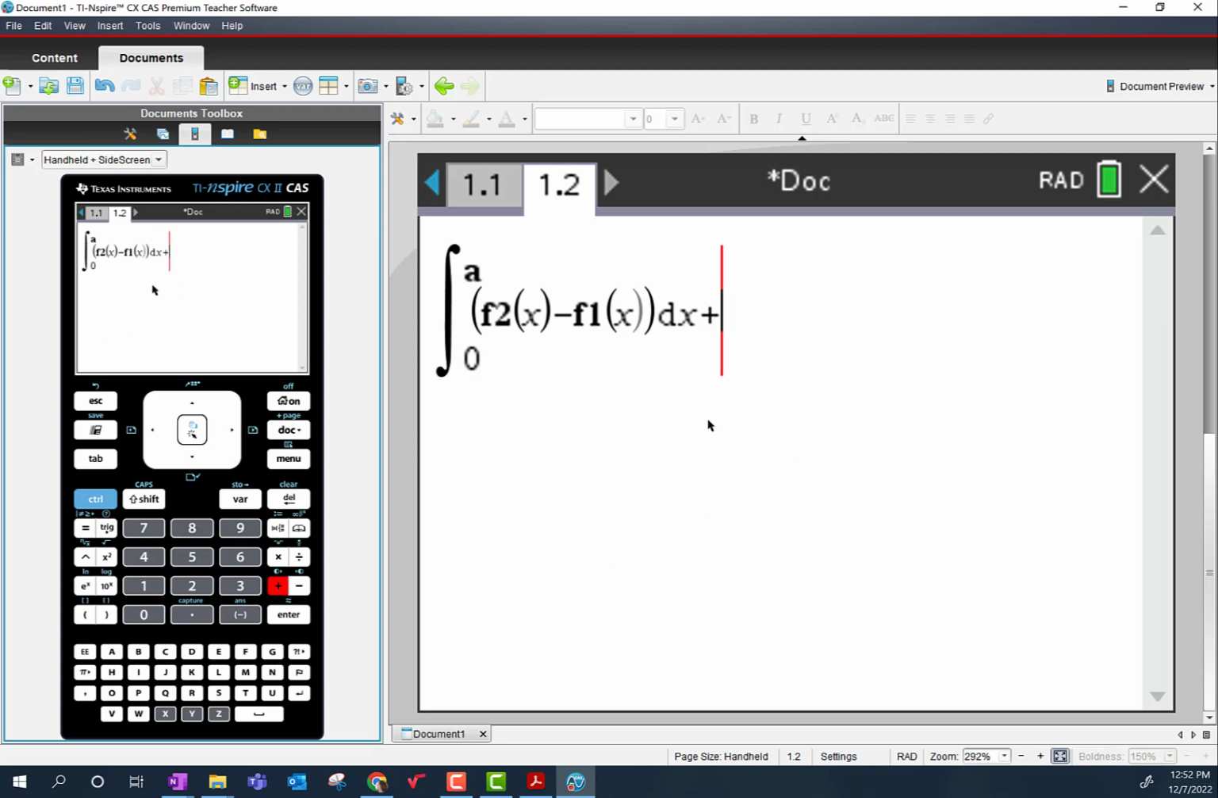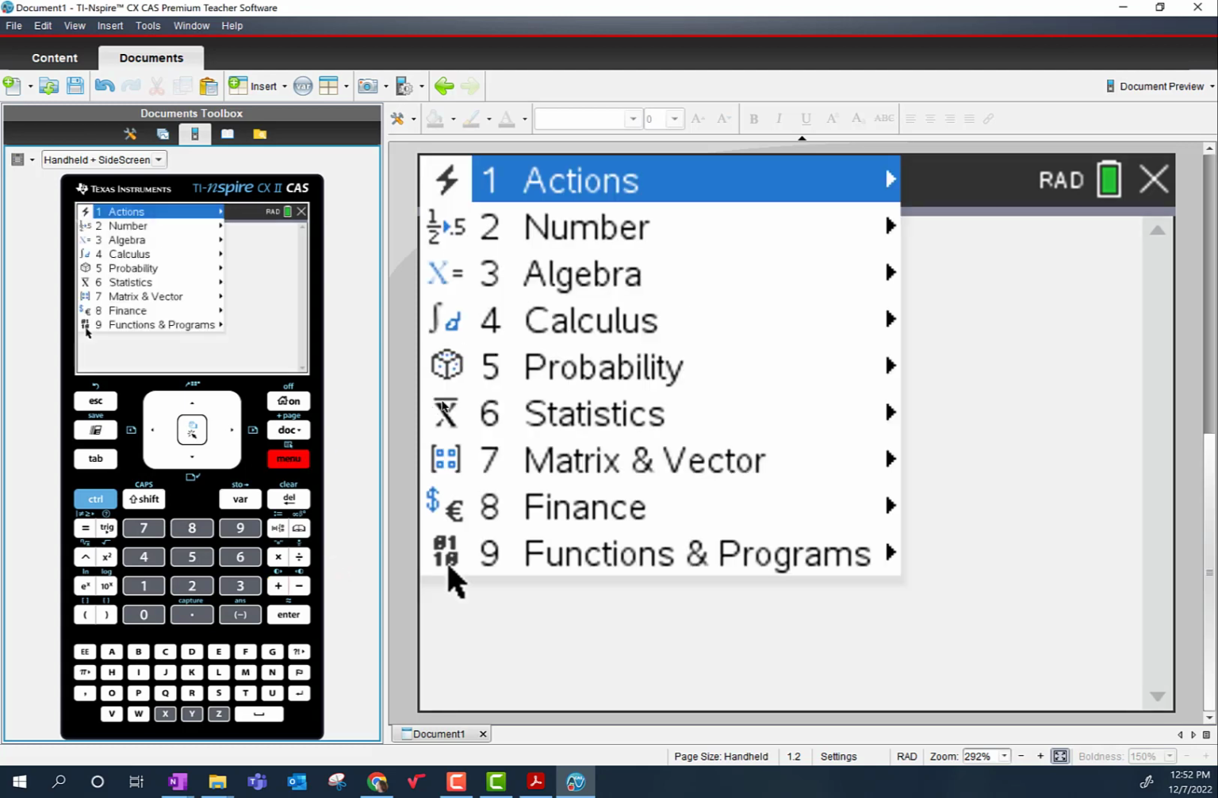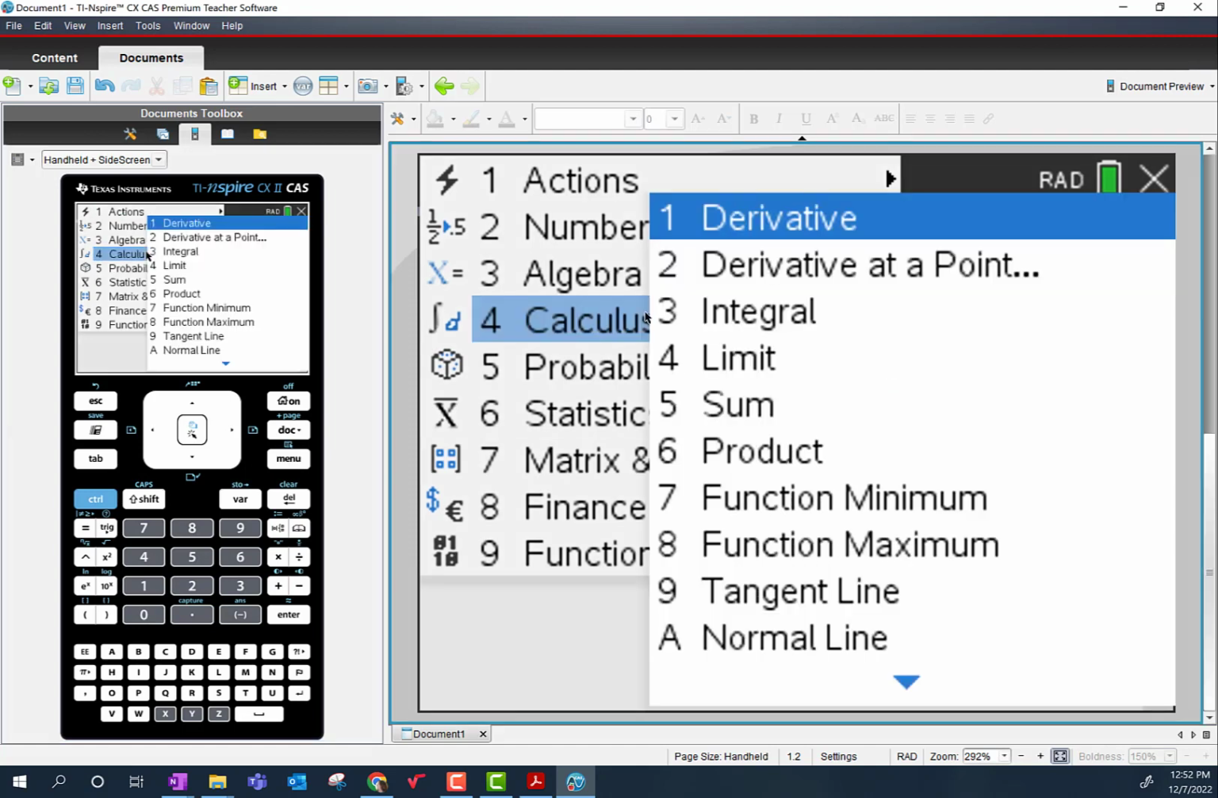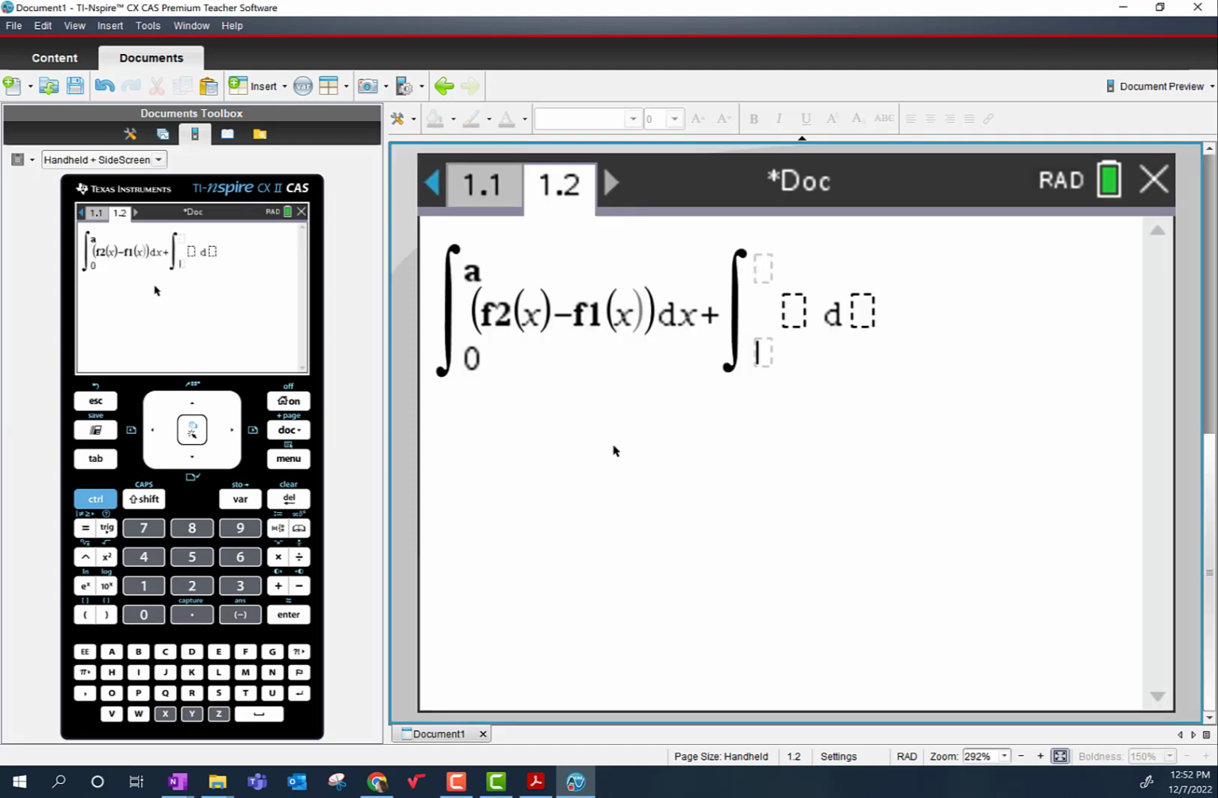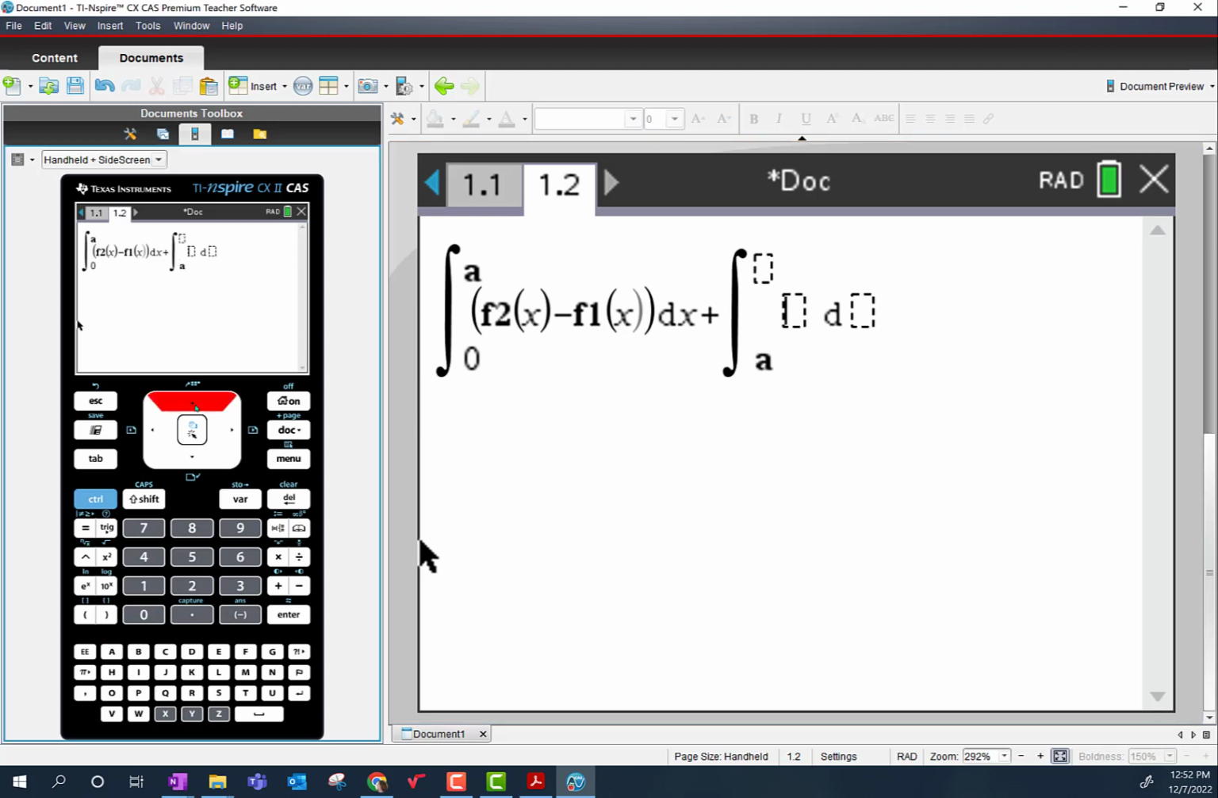And I'm going to go ahead and add to that. Plus, and I'm going to put the other integral up here too. I'm not going to do them separately, just do them all at the same time. You can do what you want. You don't have to do that. So calculus, we're doing the integral. This time we're going from A, we're going to 2.